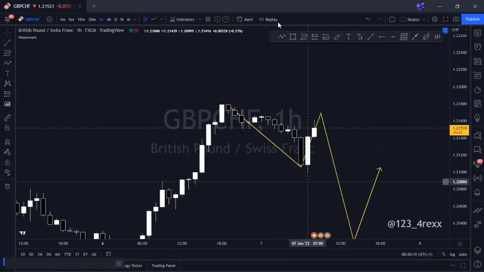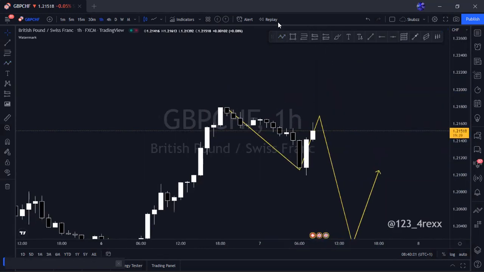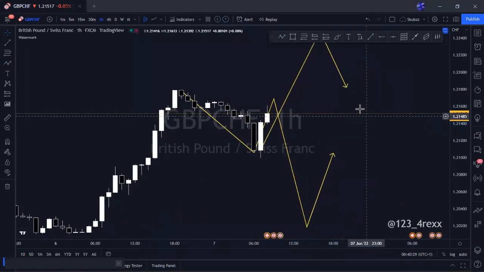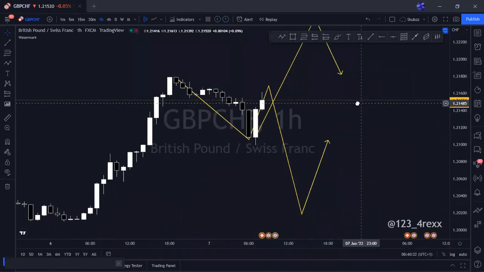Another thing that can happen is that price can just continue to the upside, break this high here, and what we expect is the retest for the continuation. Those are the two things I'll be looking out for on GBP CHF.